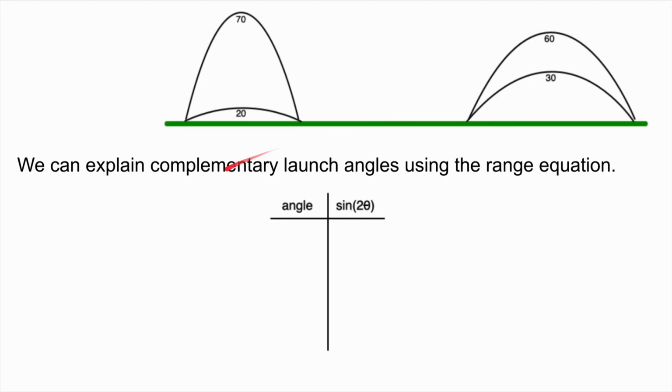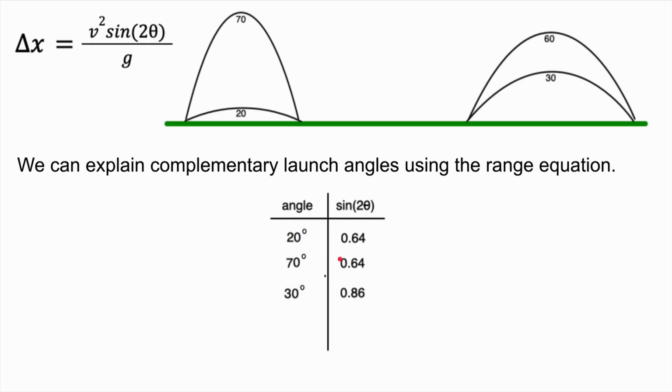Okay, so we're going back to what we had before. We said that the horizontal distance is proportional to sine 2 theta. So let's just take the angle and compare it to sine 2 theta and see what we get. At 20 degrees, we get 0.64. At 70 degrees, we also get 0.64. So if I take these two angles, plug them into here, this component yields the same value. The same is going to happen with 30. At 30 degrees, I get 0.86. It goes further, right? And if I do it at 60, I'll also get 0.86.